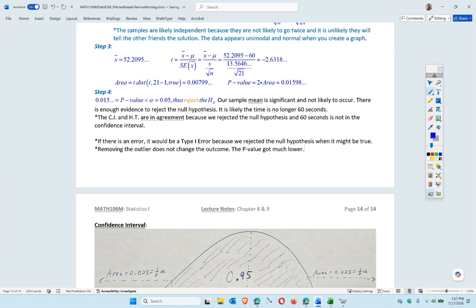Okay, all right. So always check for outliers. Sometimes it makes a difference, sometimes it doesn't. In this case, it doesn't actually make a difference.